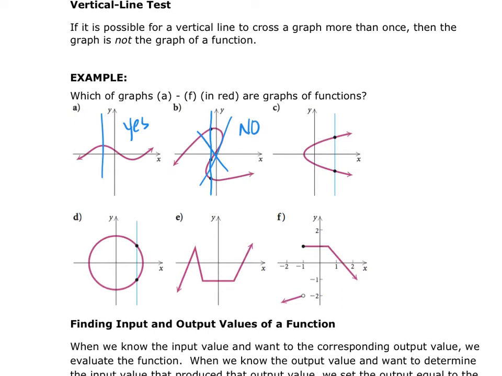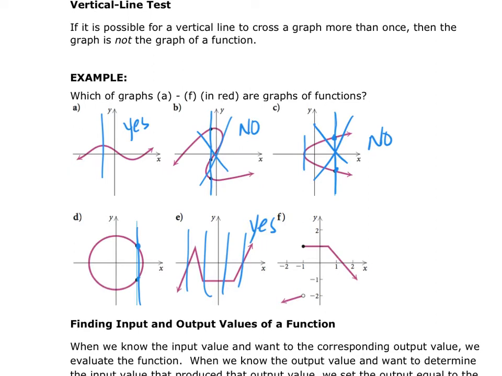Same thing goes for C. If I drop a vertical line just right there on the edge or the vertex of a parabolic shape on its side, then it seems like it is a function, but when I draw it somewhere else along the graph, I hit it twice, so this is also no, that is not a function. D fails, because it's going to hit it twice. E is okay, though. No matter where I draw a vertical line, it's fine.